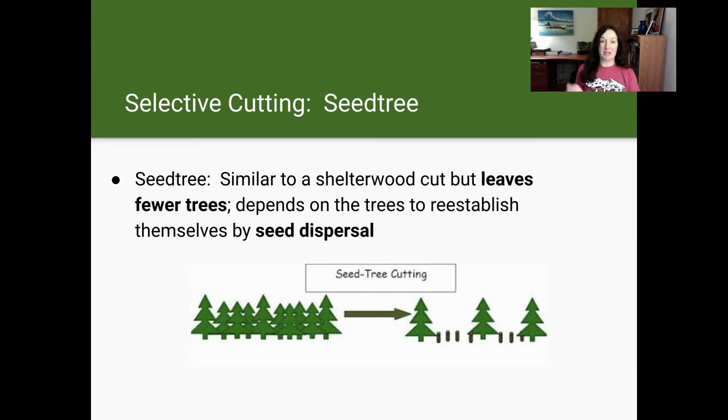So a seed tree, in the term of, what did we just call it? Shelter wood. A seed tree is where you're leaving those seeds behind. It's like shelter wood cutting, but you have fewer trees there and you just need the seed dispersal. So you can use more of the timber as long as you leave enough for the seeds to spread around the area.